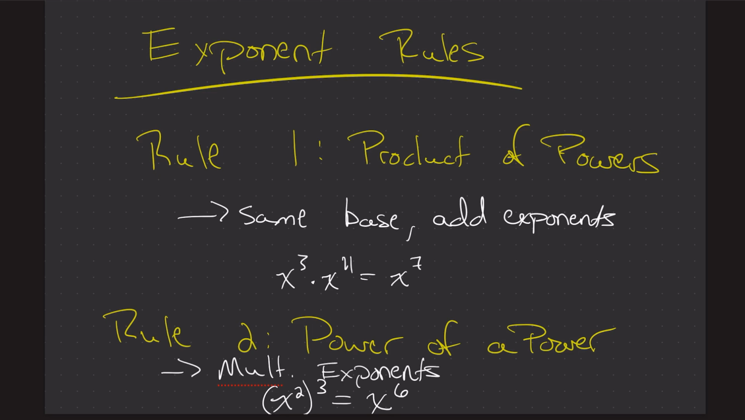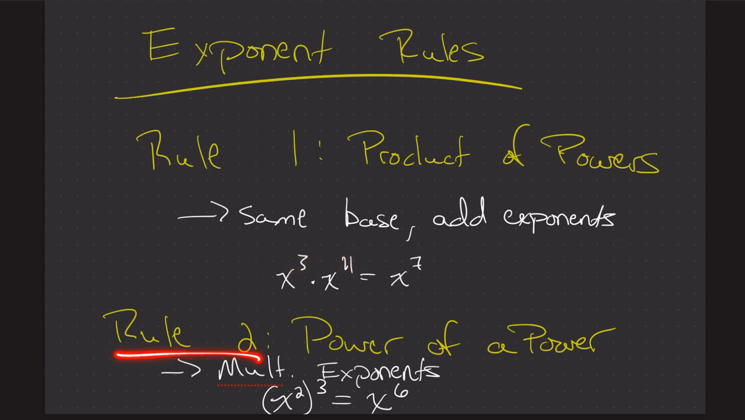So today we're going to go over exponent rules. Here are the 5 exponent rules you need to know. Rule number 1, the product of powers rule. This is a big one. Same base: the x value is the same, and you just add the exponents. The exponents here are 3 and 4. We add them together, and we get x to the 7th power.